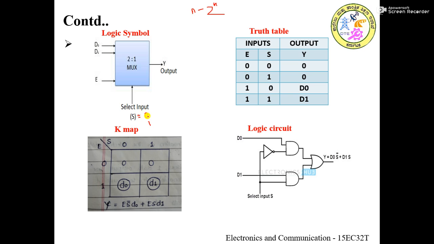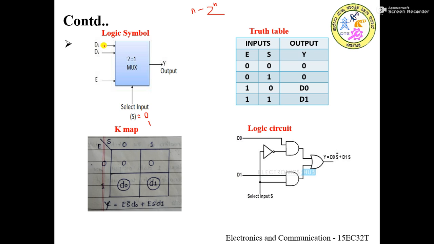So the information on the select line is going to tell you which input line is selected, and that information is routed on the output line. So if s is equal to 0, the first line is selected. As I told you, at any instant only one input line is selected. With s equal to 0, d0 is selected.